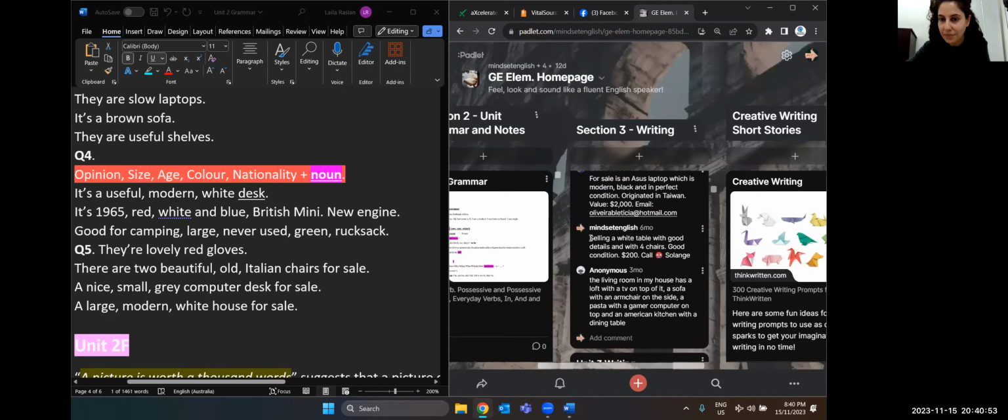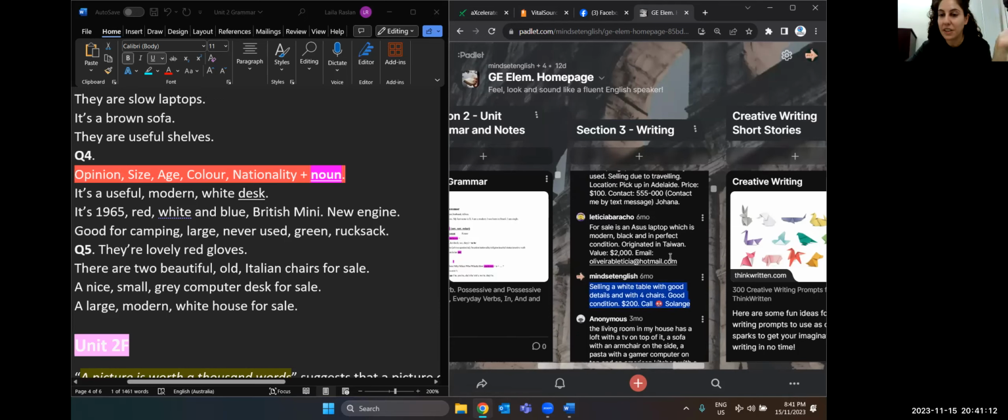This is a good one here. So selling a white table with good details and with 4 chairs. Good condition, $200. Call Solange. So you don't want to put too much details when you put an advertisement. I know that's writing. I'll show you one more, but we're going to draw it on a picture.